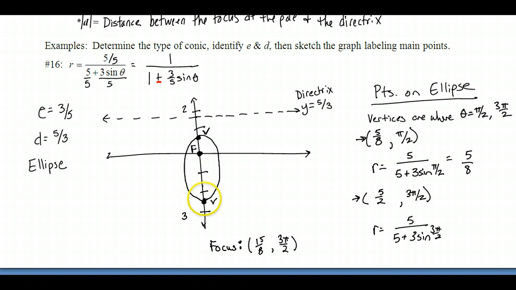And that goes back to section 1 and the stuff that we know about conics, that we do have even spacing. So that would be the other focus. So you have a focus point here and at the pole, so 0, 0.